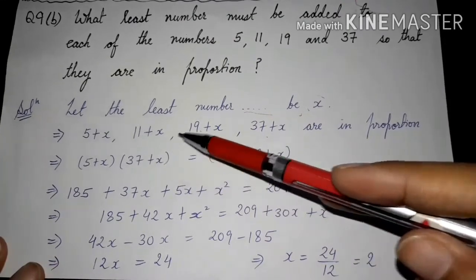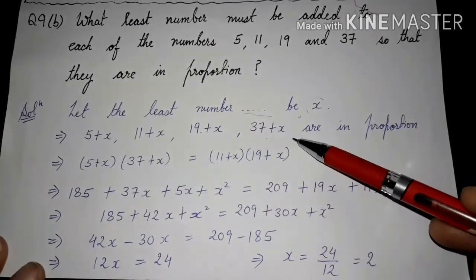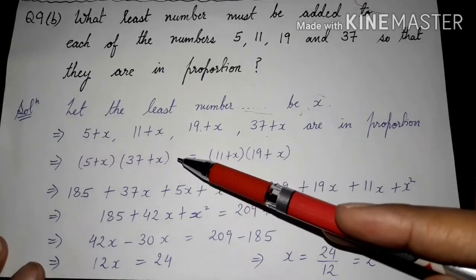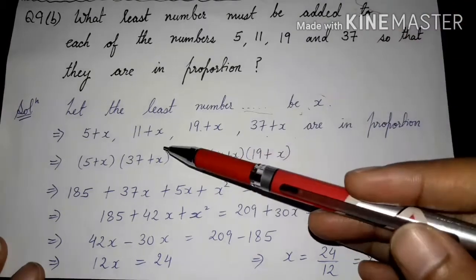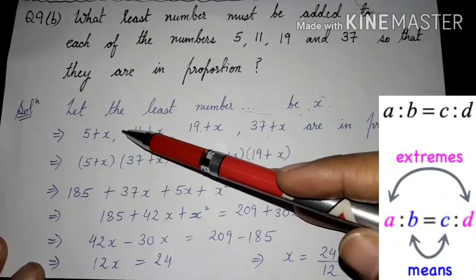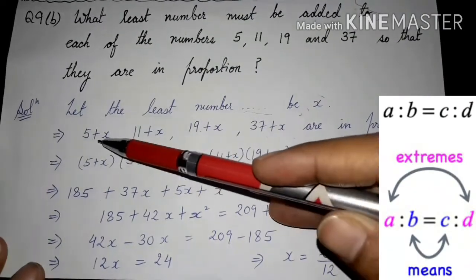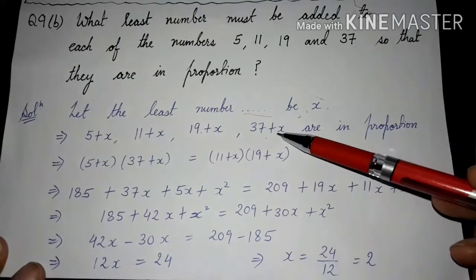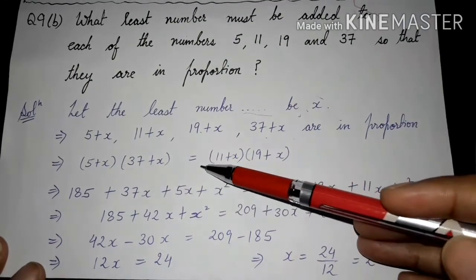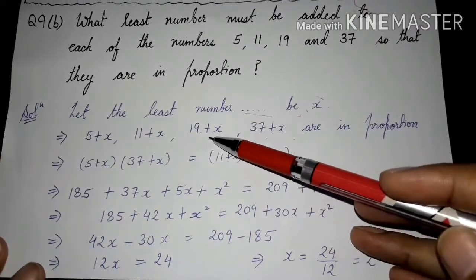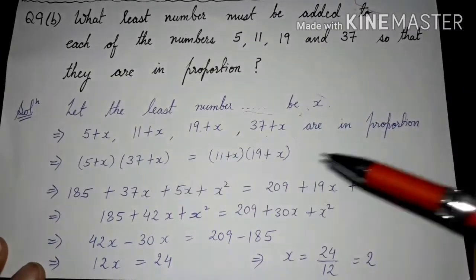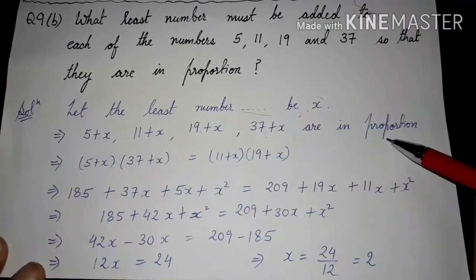5 plus x, 11 plus x, 19 plus x, 37 plus x, they are in proportion. Now you know that the one formula we were using is product of means equals product of extremes, or vice versa. So here we are taking the product of the first and the last one, that is 5 plus x and 37 plus x, which should be equal to 11 plus x into 19 plus x. This is product of means, product of extremes, and both of them should be equal because they are in proportion.